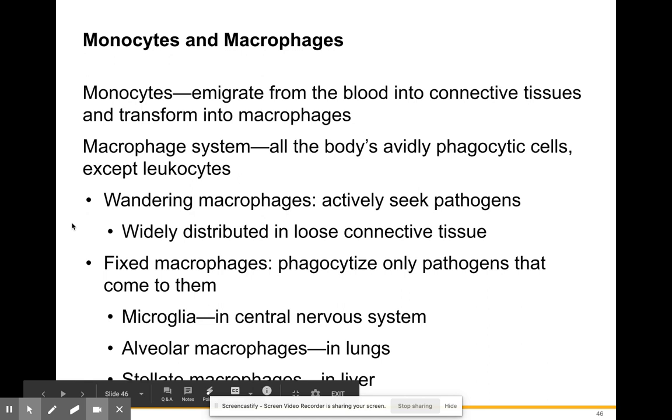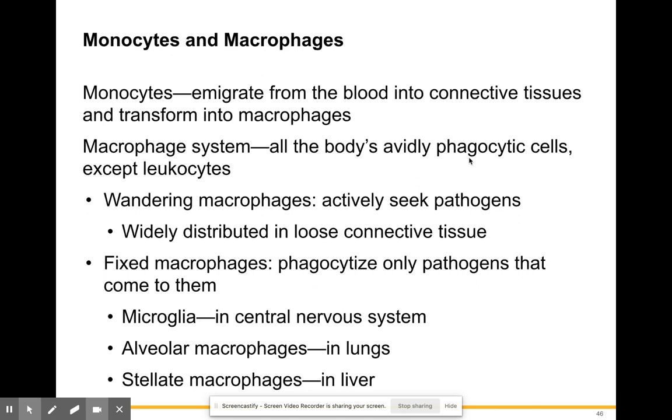Monocytes. Okay, monocytes are going to emigrate from the blood into connective tissues and transform into things called macrophages. Macrophages are going to be the largest of all these phagocytic cells. They're very, very big in comparison to all the other ones. And they are very, very avid phagocytic cells.